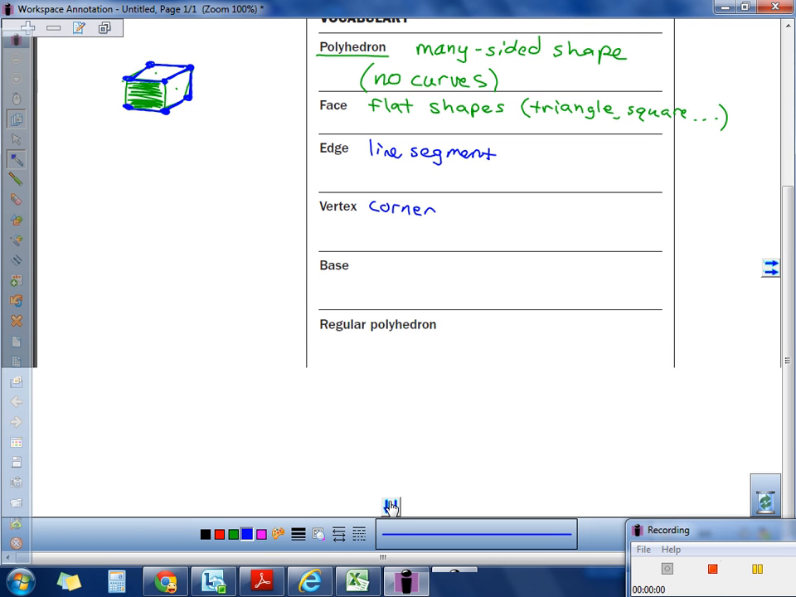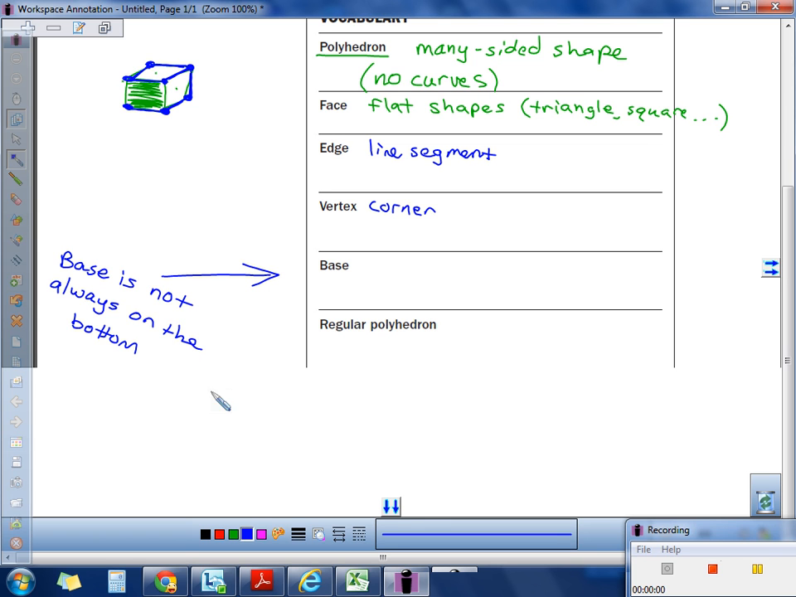After that, we have a few other terms. We have the word base. Now base, please make this note out to the side. The base is not always on the bottom. The base is not always on the bottom. That's the critical thing you must get in your head. A lot of people just think base is on the bottom, always, always, no matter how it's laying.